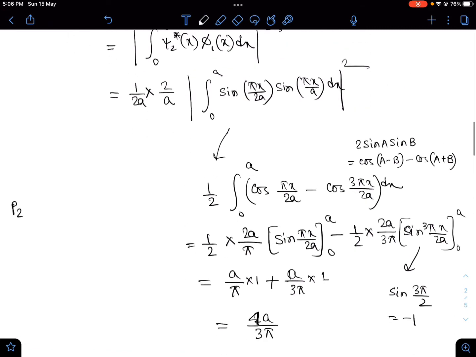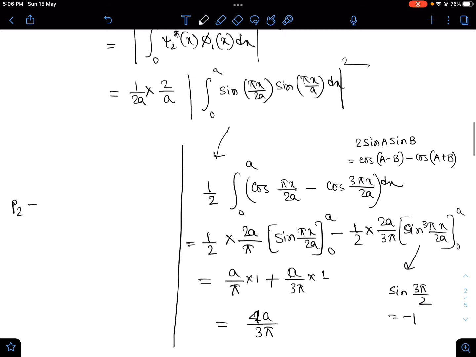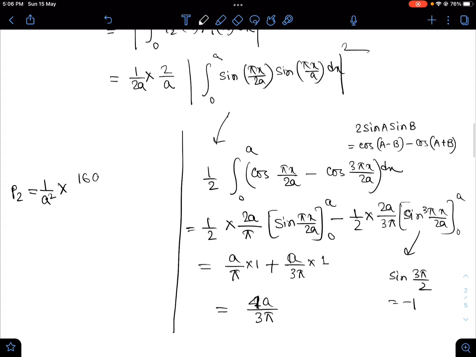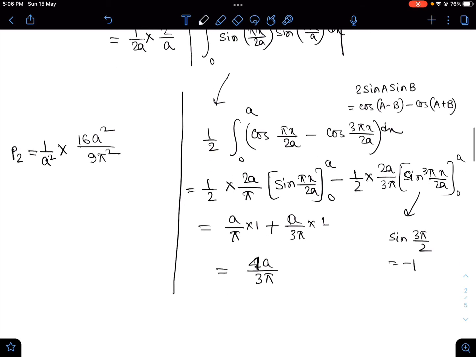So the p2 value we will get as 1 by a squared into square root of this term, so it will be 16a squared, and in the denominator we have 9 pi squared. So we are getting 16 by 9 pi squared. So that is our probability of finding the electron in the first excited state of the new box.